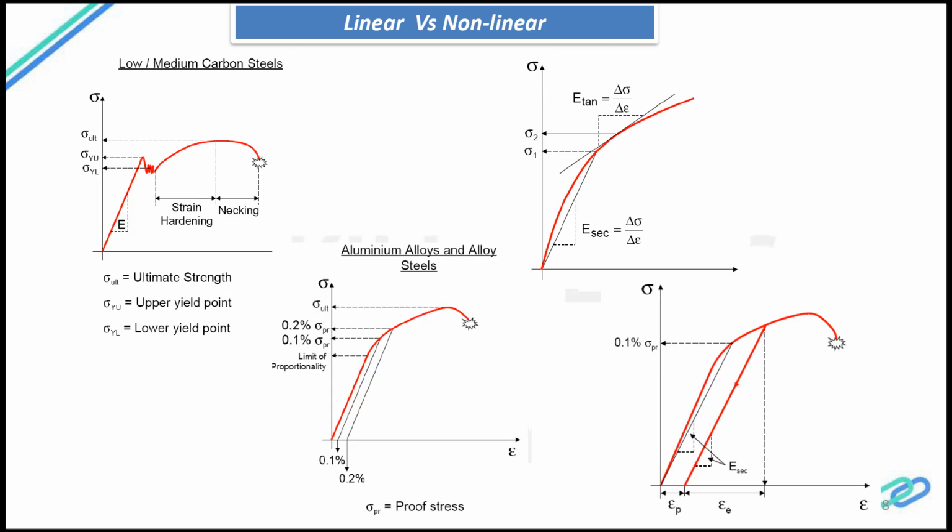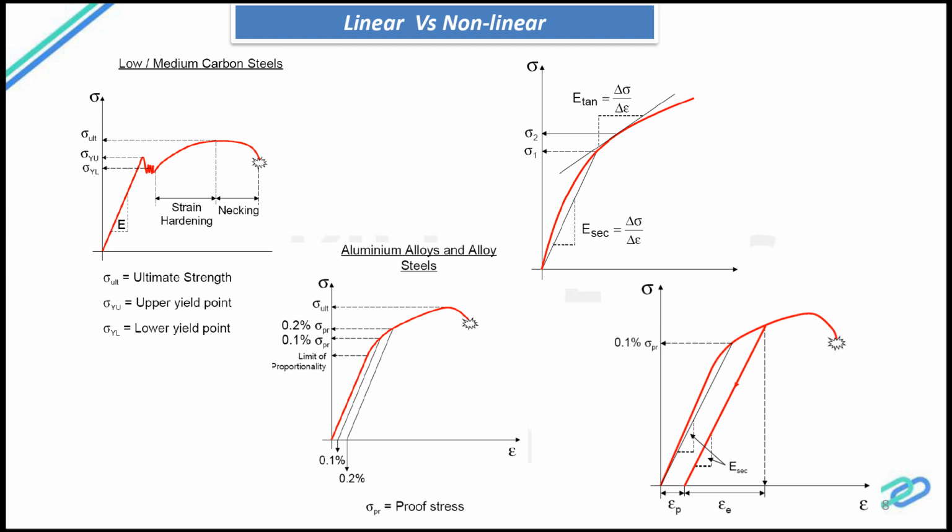So over here you can see I have put a graph for low and medium carbon steels and then the aluminum alloys. So these are the stress strain graphs, obviously, that indicate the behavior of these carbon steels and the aluminum alloys. Low and medium carbon steels are still ductile materials. They will indicate a clear upper yield point, lower yield point, the elongation, which is the strain hardening, and finally the necking and the fracture.